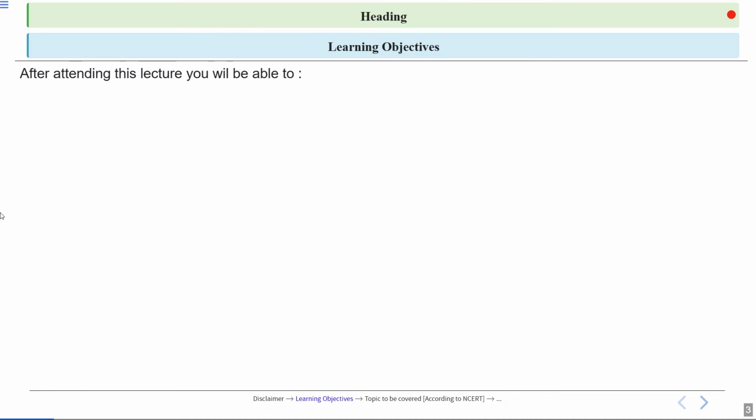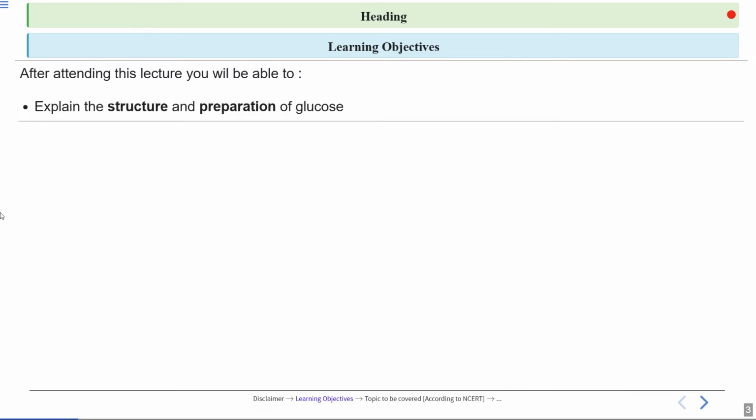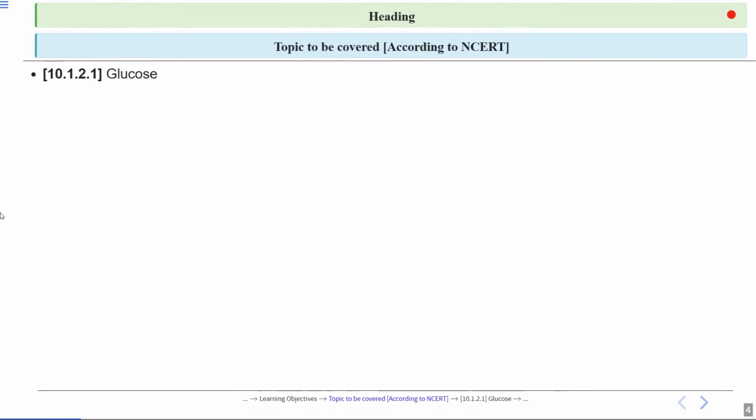So let's see the objective of today's lecture. After attending this lecture, you will be able to explain the methods for the preparation of glucose. So you'll be able to explain the structure and preparation of glucose.